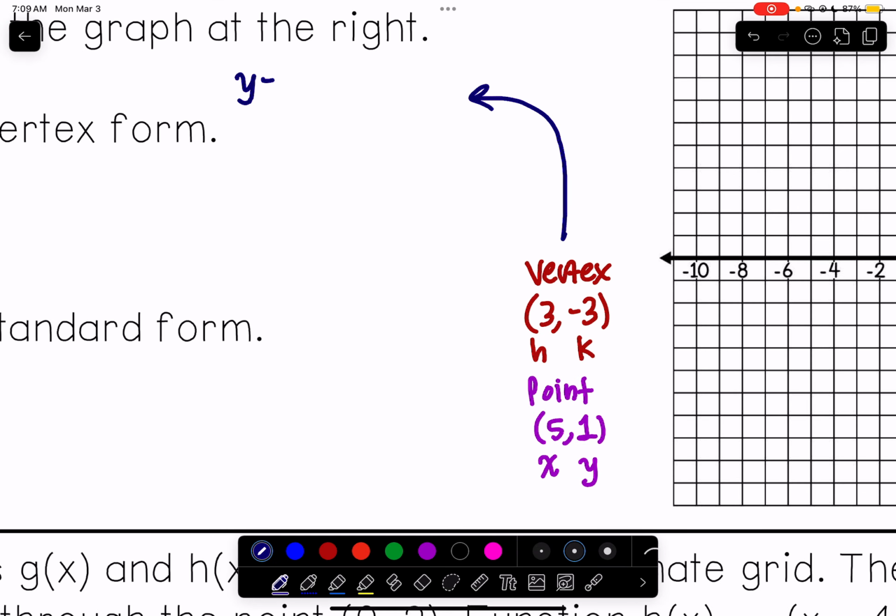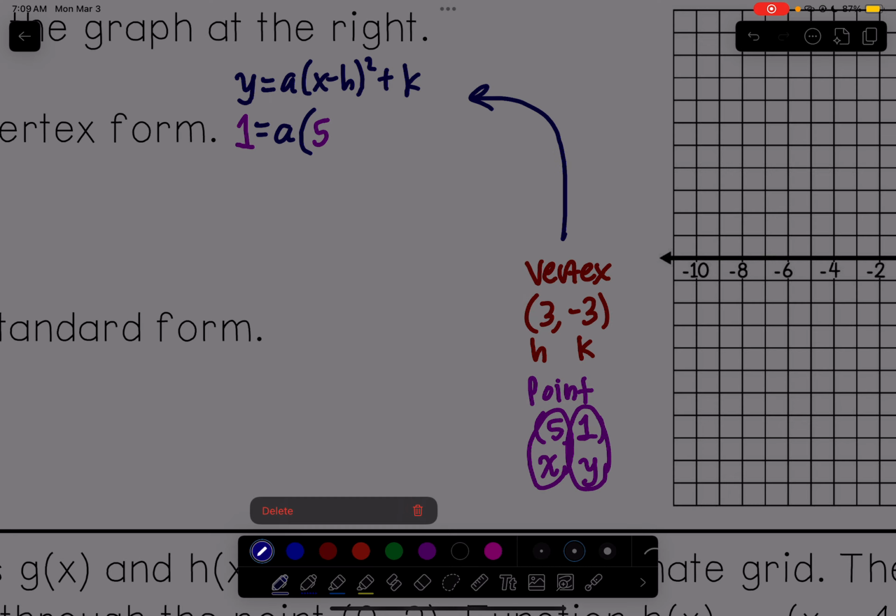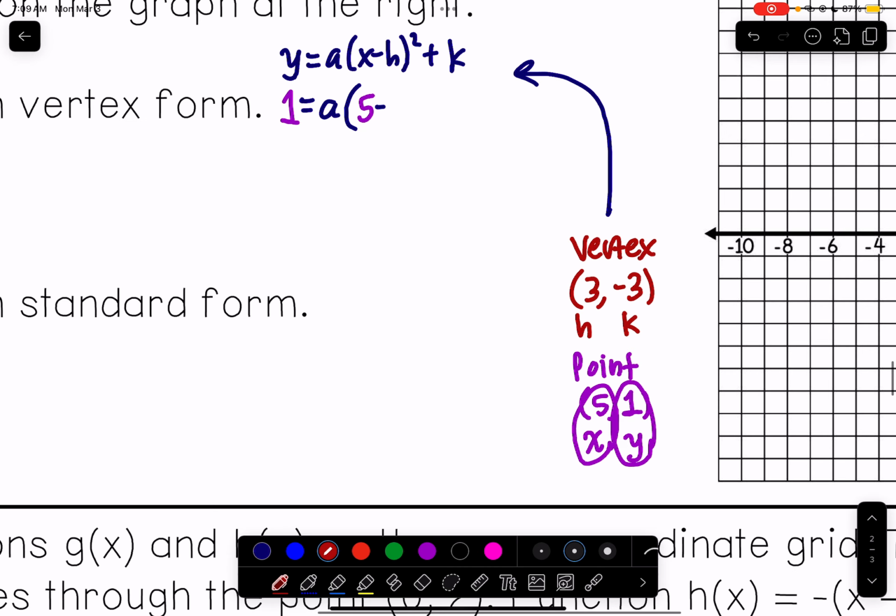We got y equals a times x minus h squared plus k. My y value was 1. I don't know my a. My x value was 5, minus my h value, which was 3, squared plus negative 3. Okay, so I can just say minus 3 instead of saying plus negative 3.